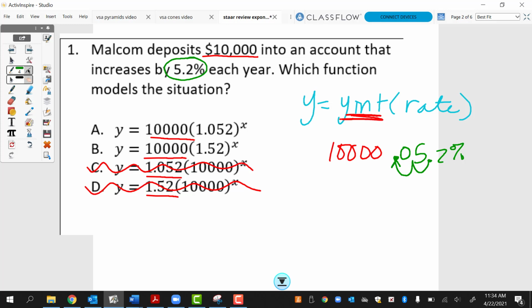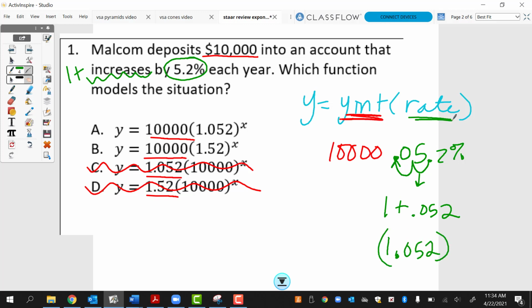But that's not all, because it said increased. Does increase mean 1 plus or 1 minus? It means 1 plus. That's what we just talked about. So I'm going to do 1 plus 0.052. You would type that in decimals. You get 1.052. That goes on the inside of the parentheses. So looking at my answer choices, that's going to be A. B is if you did not move the decimal enough. Okay, you had to move it 2 spaces. And we get this one.